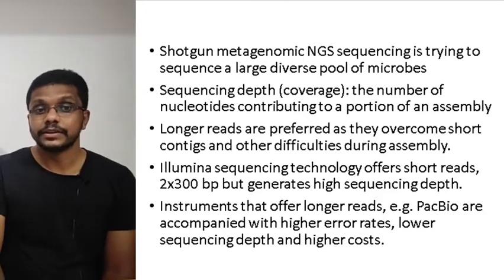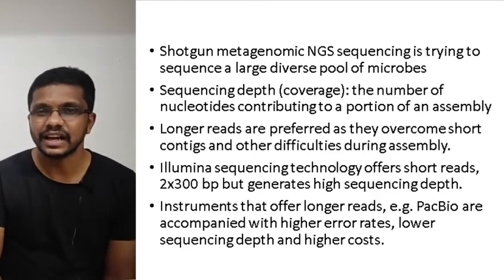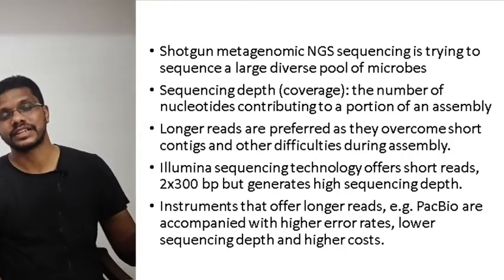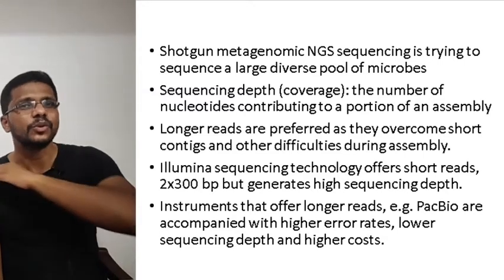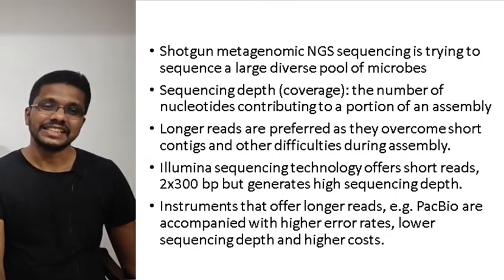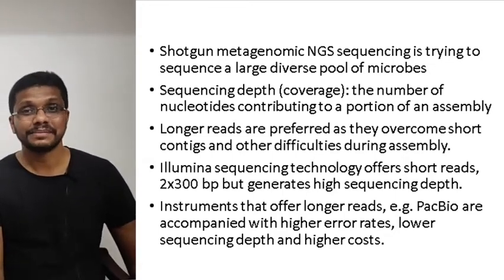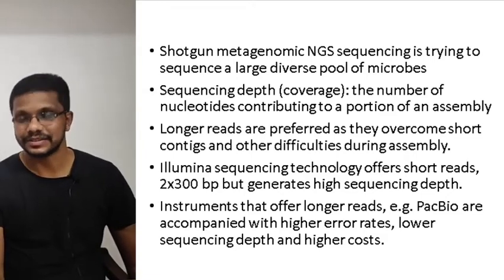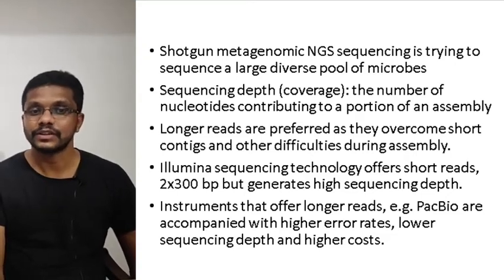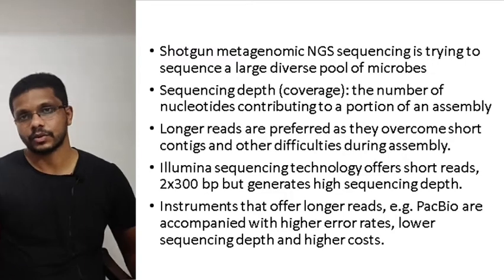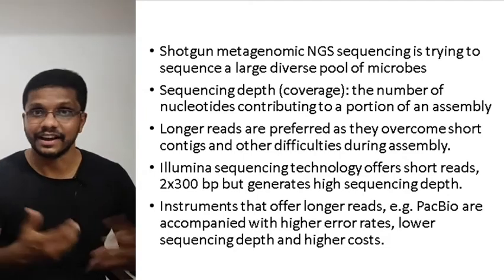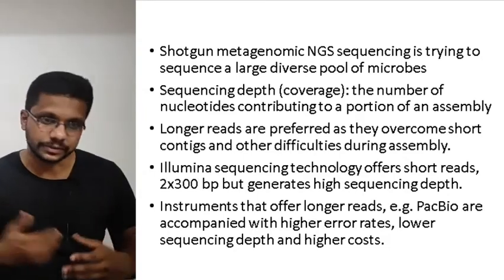Shotgun metagenomic next generation sequencing is trying to sequence a very large amount of DNA. If you are taking an environmental sample, it may have millions of different types of cells, and we are sequencing the genomes of all these cells. It is very large scale DNA sequencing. The quality of sequencing can be determined by a variable called the sequencing depth or sequencing coverage, which means the number of nucleotides contributing to a portion of an assembly. So how many times a single portion is sequenced. If the coverage is high, the quality of the sequence is very high. If the coverage is less, the quality is not that good.